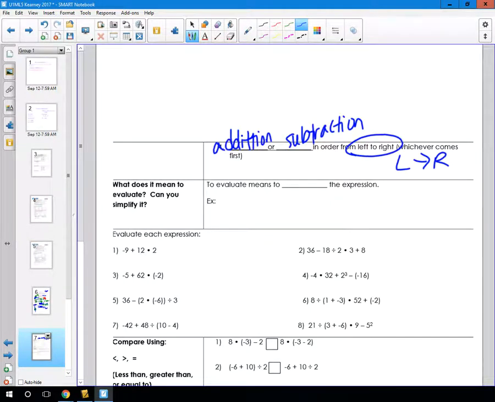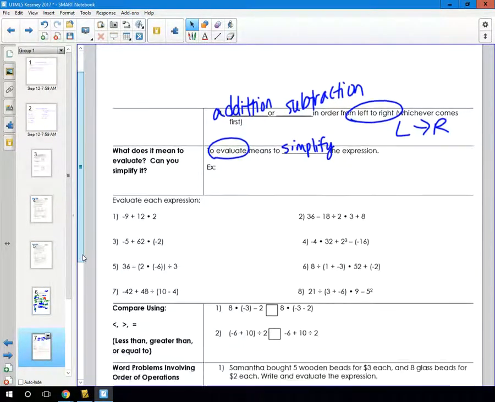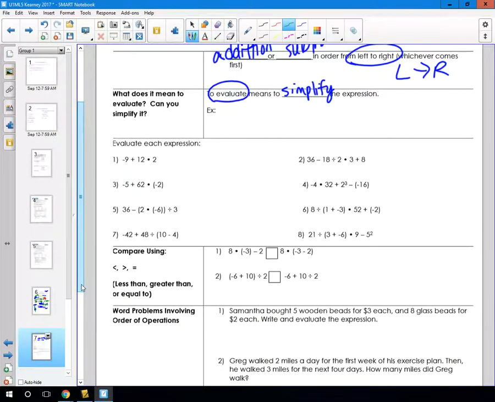Okay, so moving on. So if you get to a problem in just a second and it asks you to evaluate, that simply means to simplify. Okay, simplify it, solve it, get your answer. Okay, so let's come down here where we're actually evaluating. And I want us to look at number 1. So number 1 says evaluate, which just simply means simplify. Okay, we have -9 plus 12 times 2.